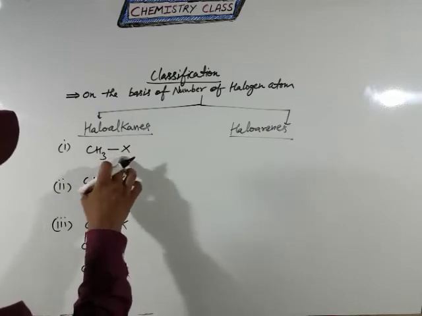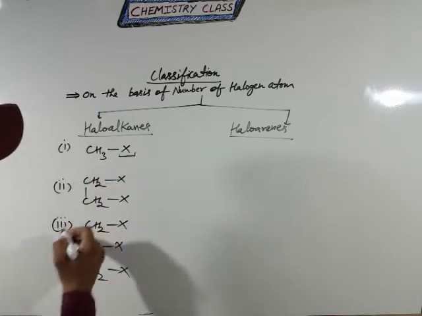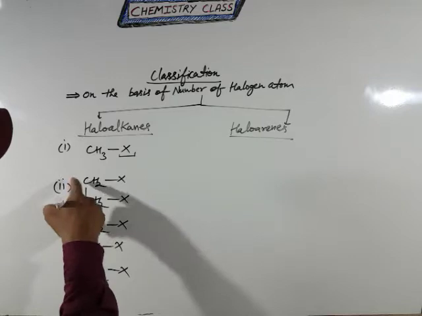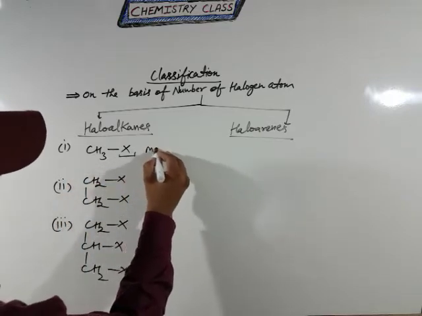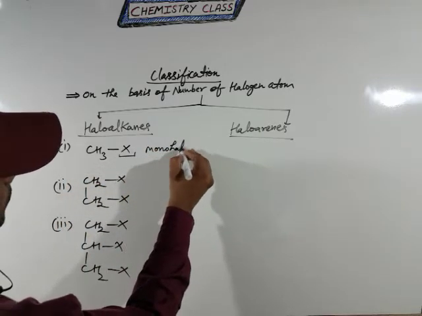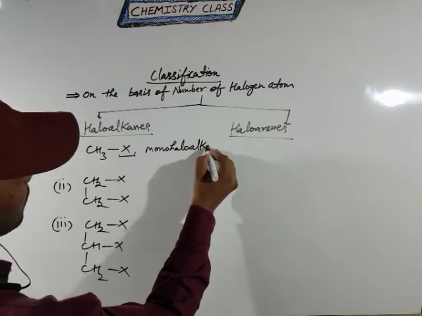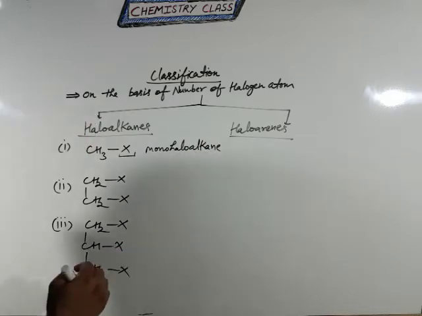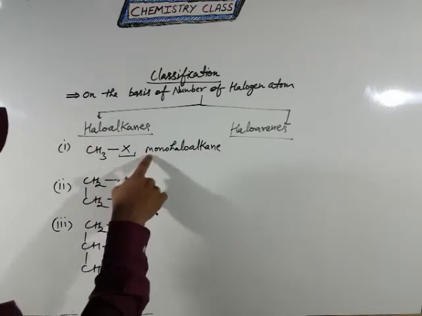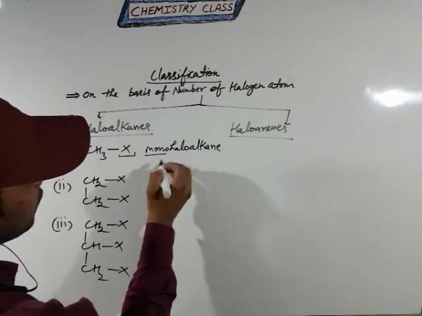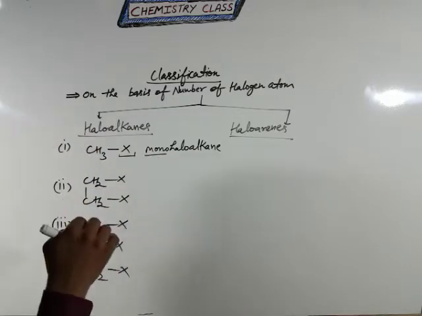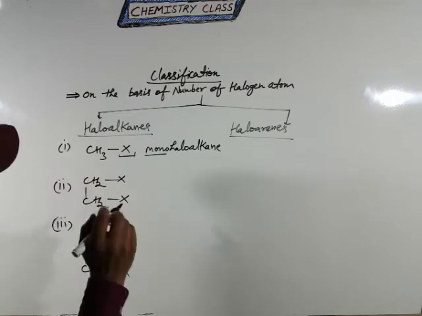In this case you can see one halogen atom present in the given structure. That's why its name is monohaloalkane. If one halogen atom is there, that's why the name is monohaloalkanes. Mono means one halogen atom in this structure.